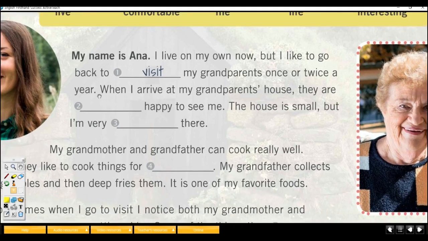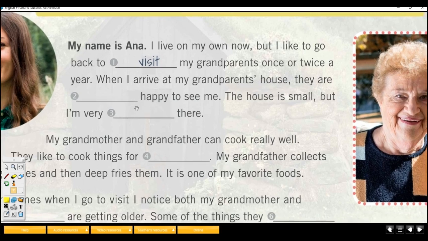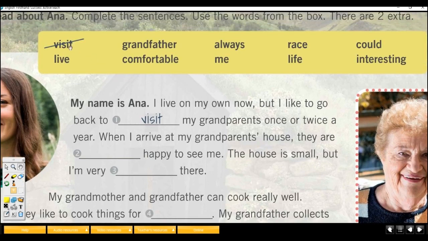And when I arrive at my grandparents' house, 할머니 할아버지 집 도착할 때, when I arrive at my grandparents' house, they are something happy to see me. 행복하다, 기분이 행복하다. 여기 앞에 what can go in here in front of this one? They are. Okay.